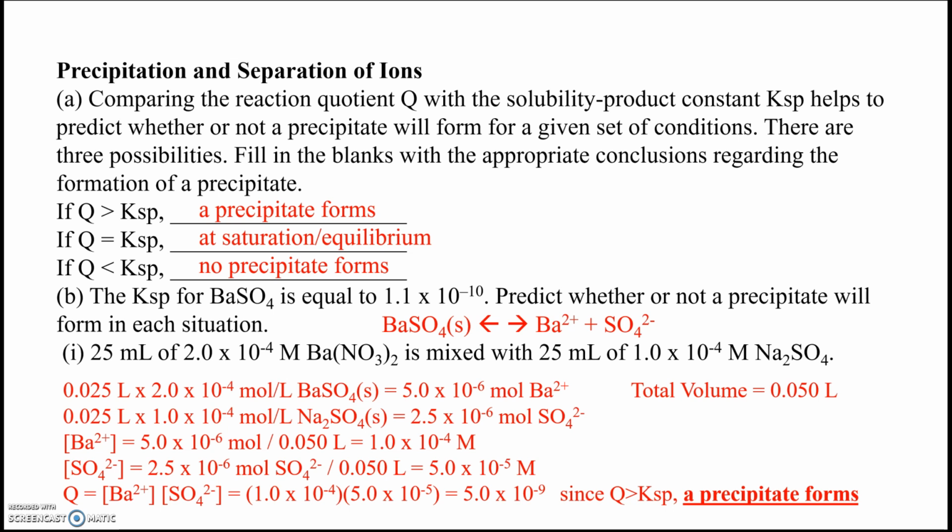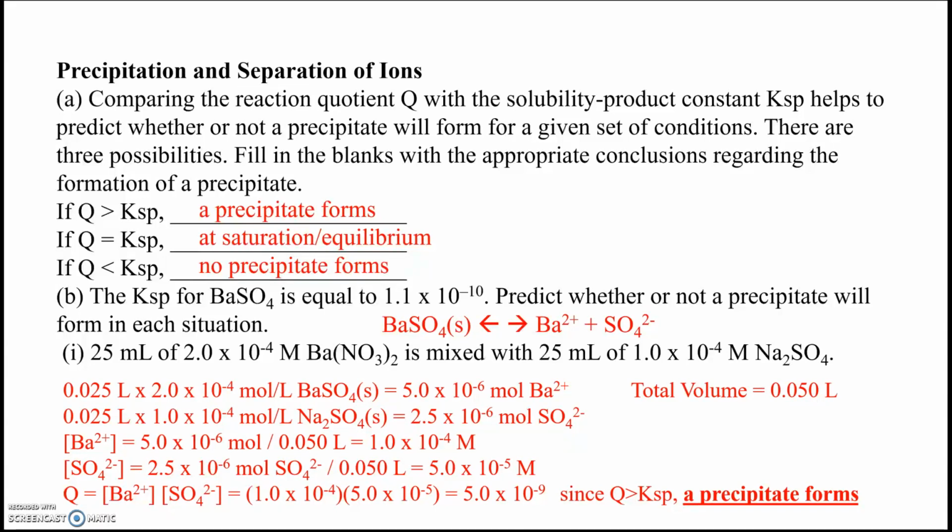So I can take my two quantities, my number of moles, divide it by my volume and get molar concentrations, plug that into my expression to compute my current value of Q, and when I do, I see I have 5.0 times 10 to the minus 9th. Now, I can see that my Q is now larger than my KSP, so I'm going to get a precipitate that's going to form.